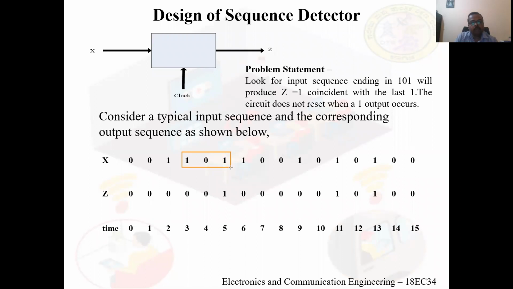We have this input sequence 1, 0, 1, so the output is 1. Similarly, here also we have an input sequence 101. Therefore, the output is 1. Again, you can see here we have the sequence 101, so the output is 1.